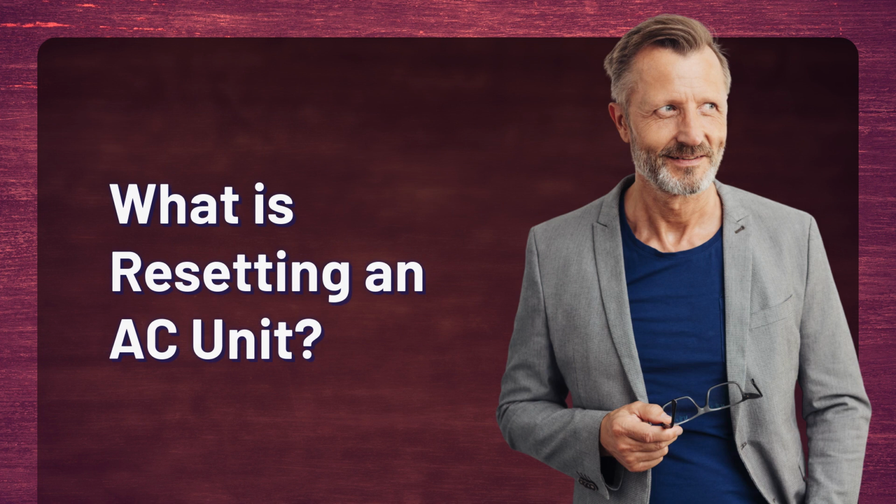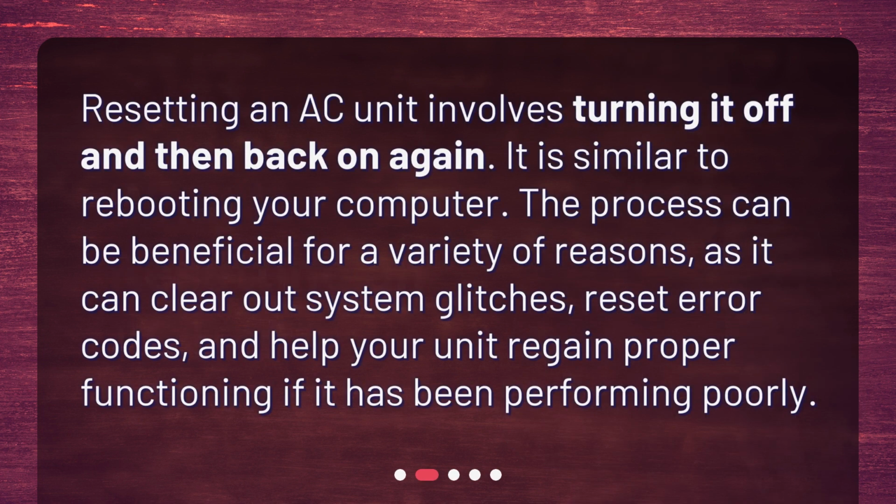What is resetting an AC unit? Resetting an AC unit involves turning it off and then back on again. It is similar to rebooting your computer. The process can be beneficial for a variety of reasons, as it can clear out system glitches, reset error codes, and help your unit regain proper functioning if it has been performing poorly.